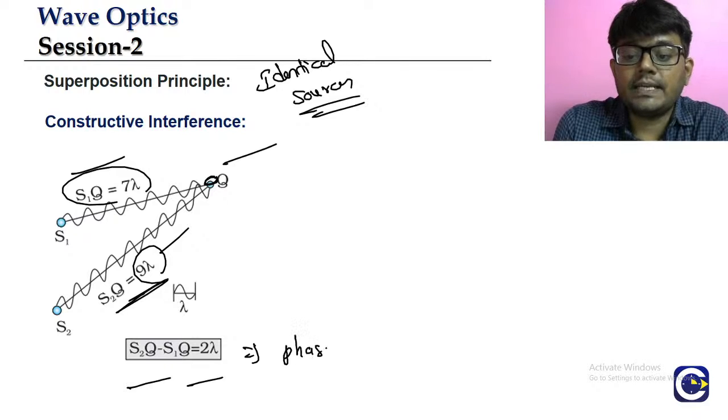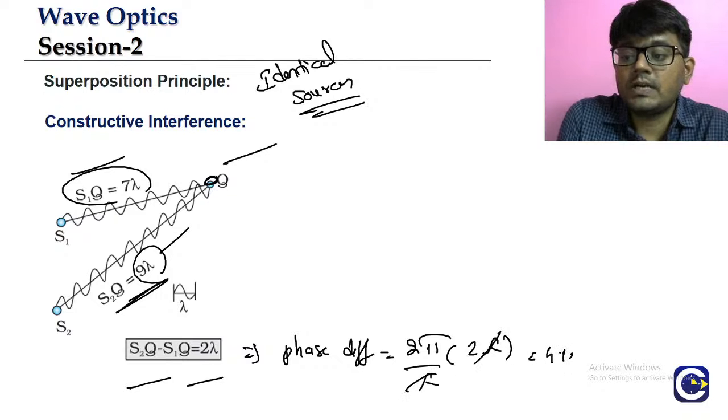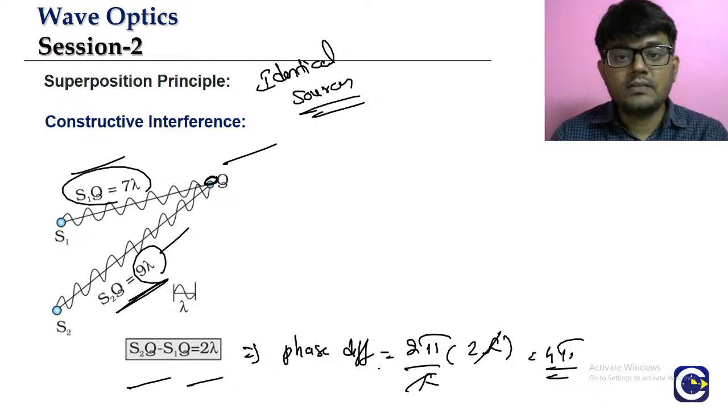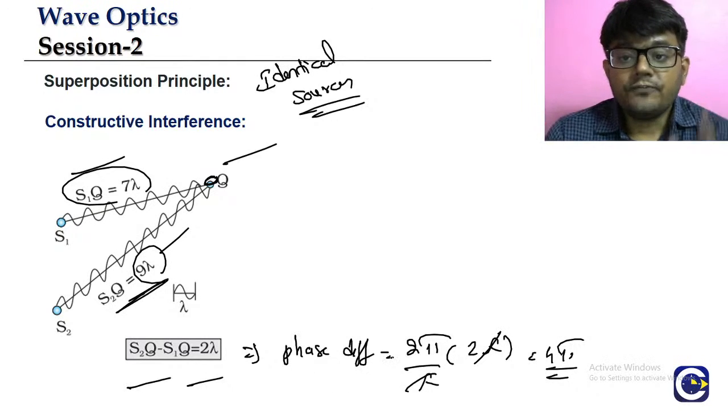The equivalent phase difference is what? Remember just now we saw that, 2 pi by lambda into delta x. Delta x means 2 lambda. So it is 4 pi. Path difference of 2 lambda is equal to phase difference of 4 pi.